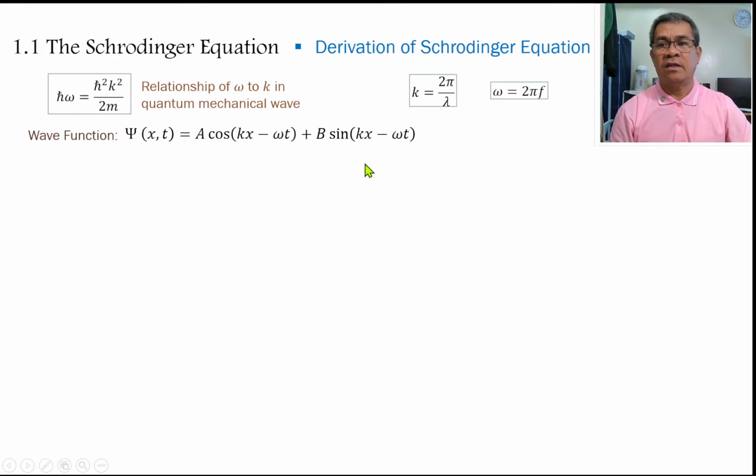Okay, then if we have the wave function as again a combination of cosine and sine, if you are telling me that this is the wave function in quantum mechanics, then it should satisfy this condition. So what is that equation? So let's start with this.